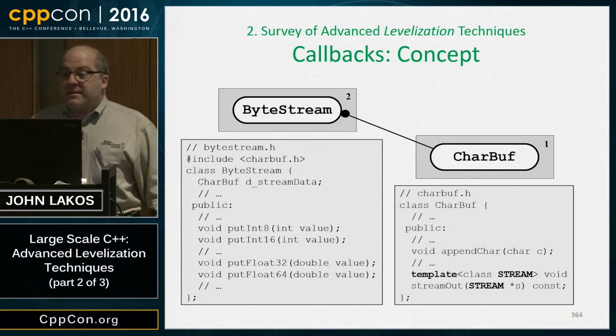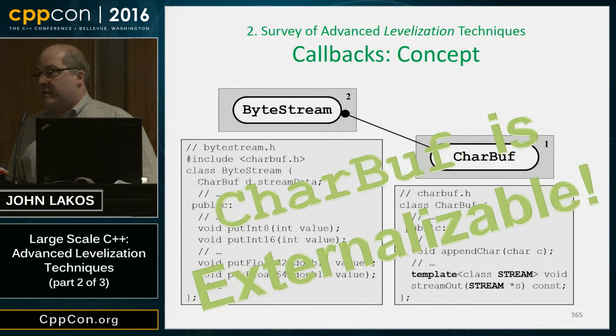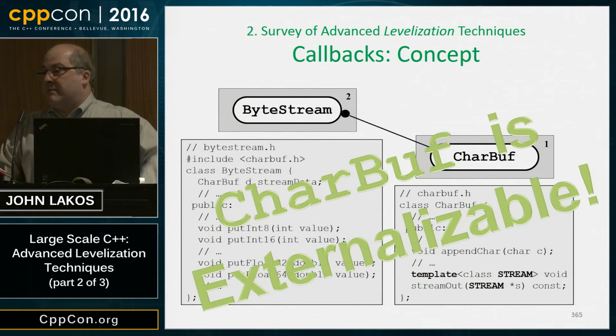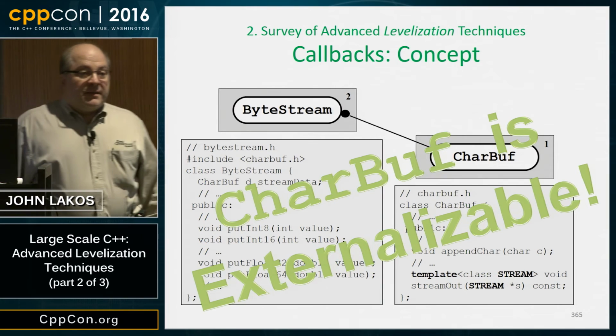So this is crazy, that you can externalize the char buff, and the char buff is used in the stream that externalizes it. It's all testable. So I think this is crazy. I think I love it. What do you think? Yes? In this context, what do you mean by externalizable?